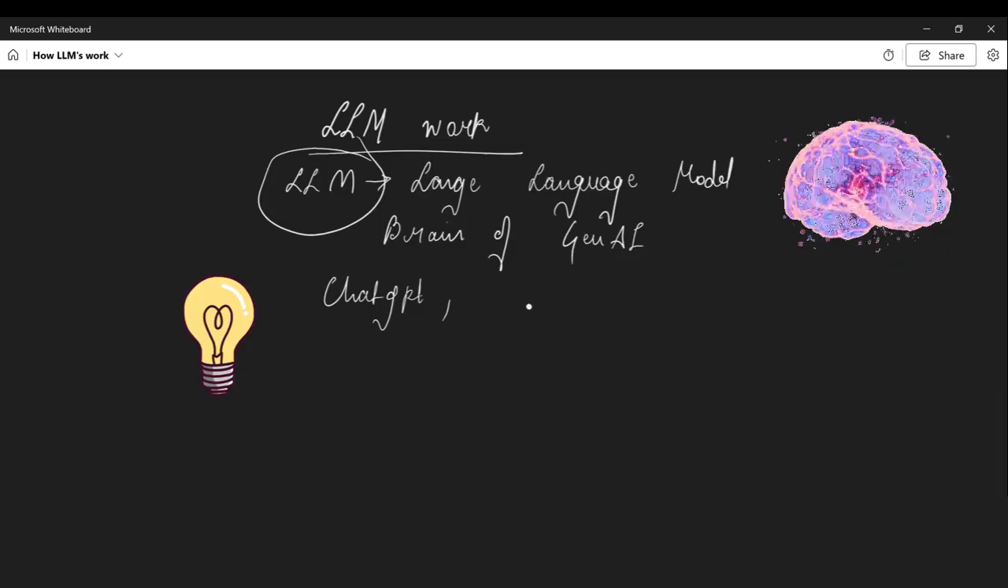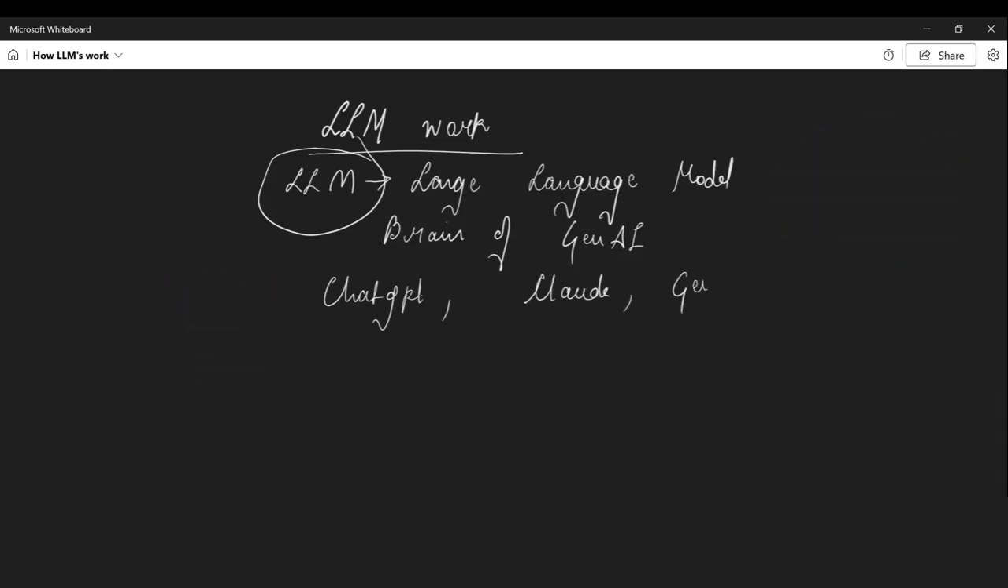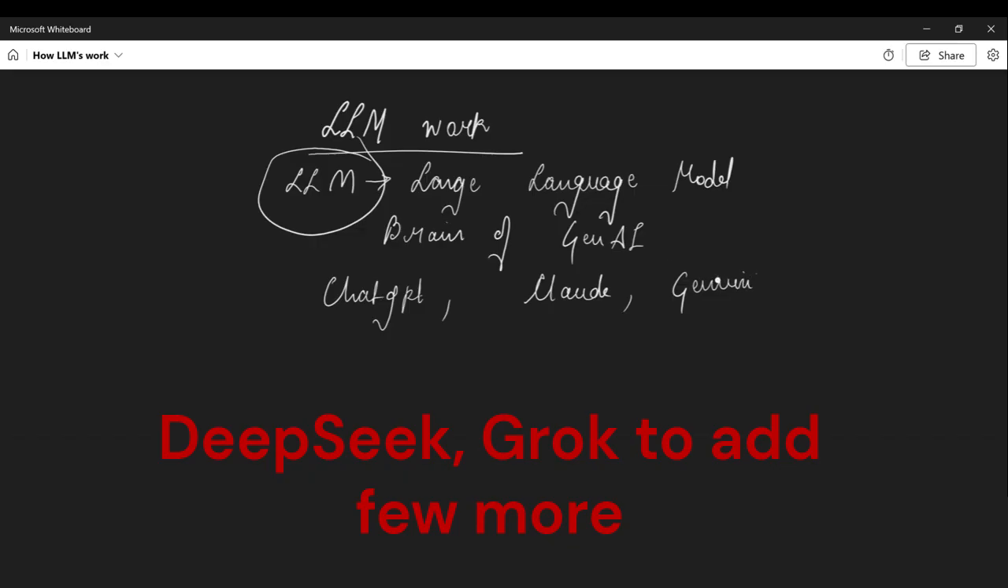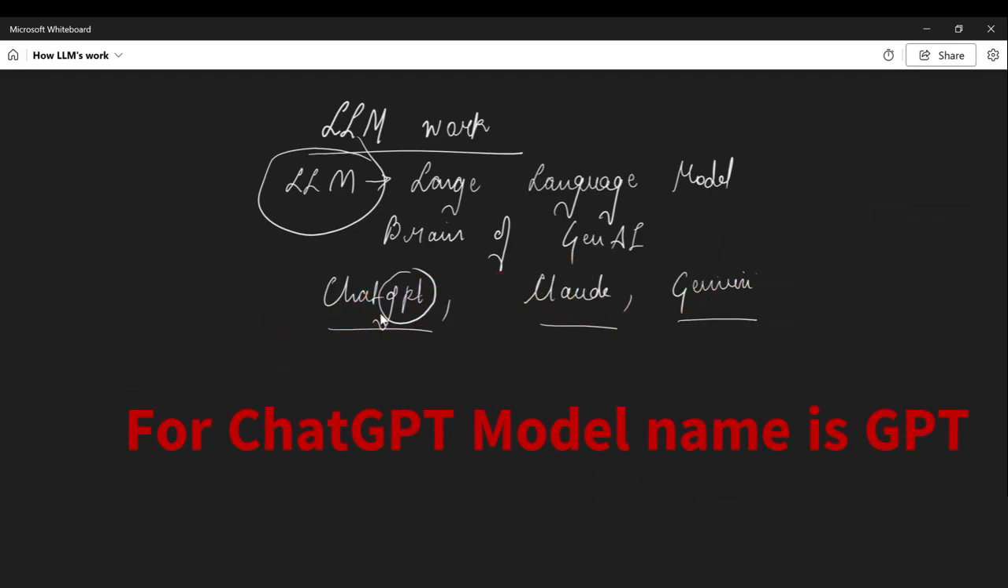There are many types of brain: ChatGPT, Gemini, Claude, DeepSeek, and Grok, to name a few. They all work on different types of model. ChatGPT works on a model named GPT.